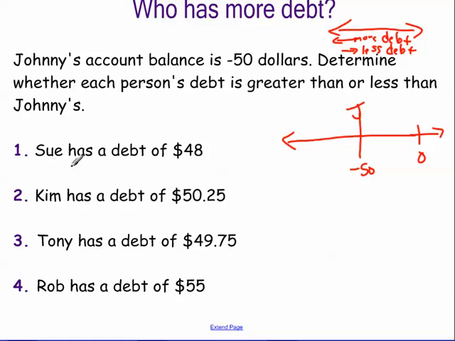All right, so let's see where Sue would fall. Sue has a debt of $48. Well, wouldn't that be about here? So that means she has less debt. And Kim has a debt of $50.52. So isn't that about right there? So that is more debt. And Tony has a debt of $49.75. So that's so close right there, but it is on this side of Johnny. So that is less debt. And Rob has a debt of 55, which is about here on this side. So that means he has more debt. Okay?